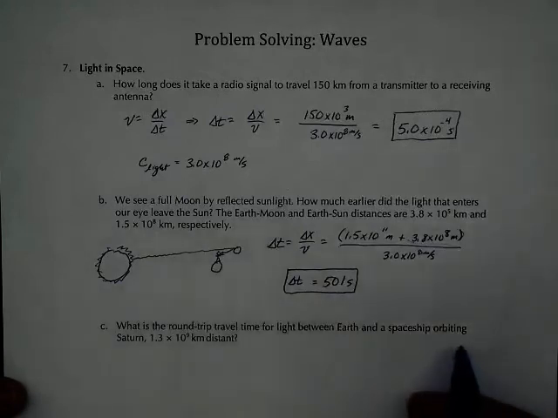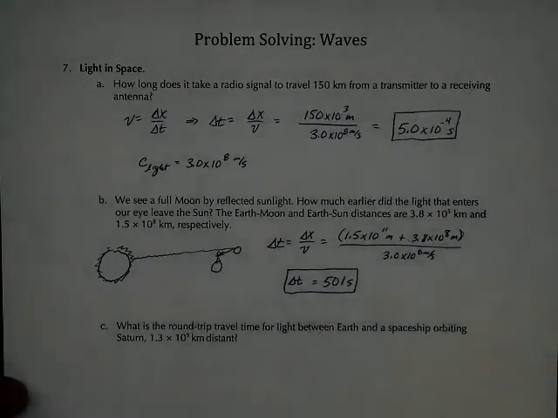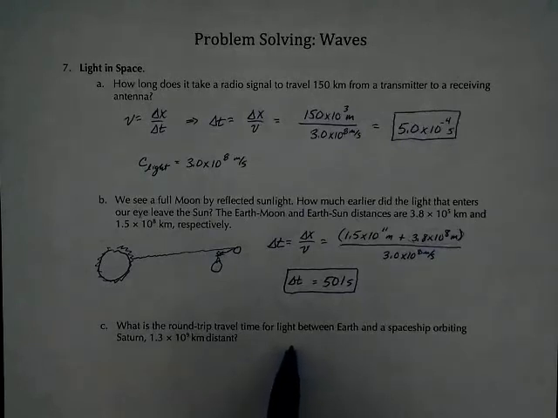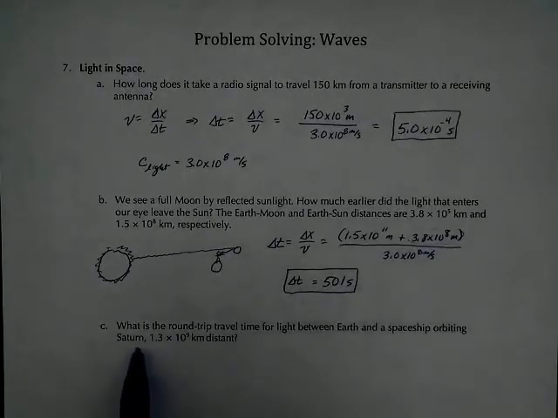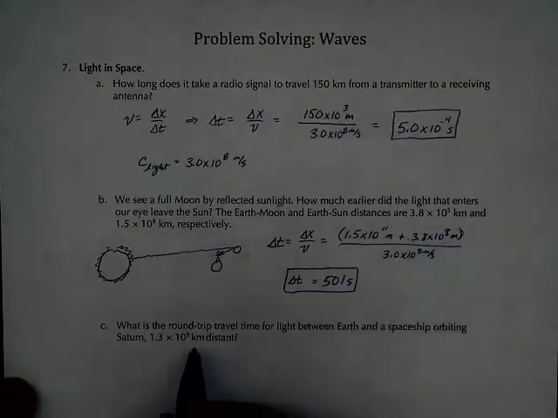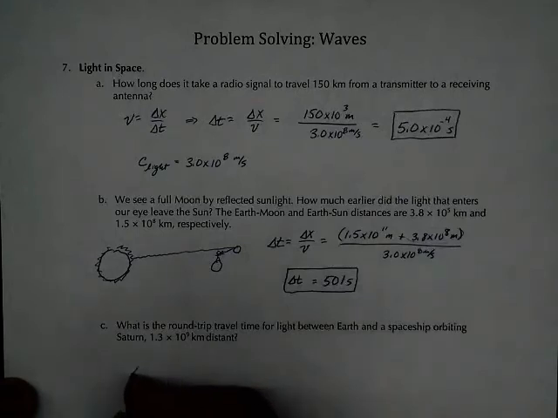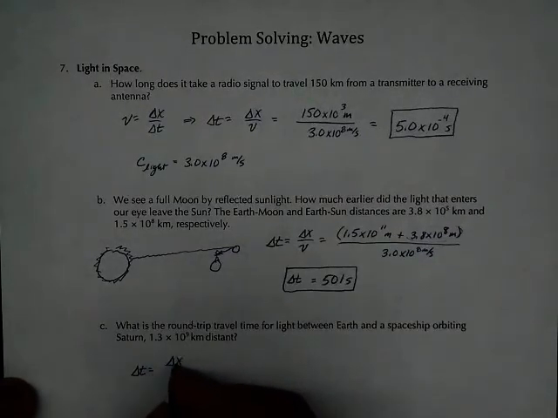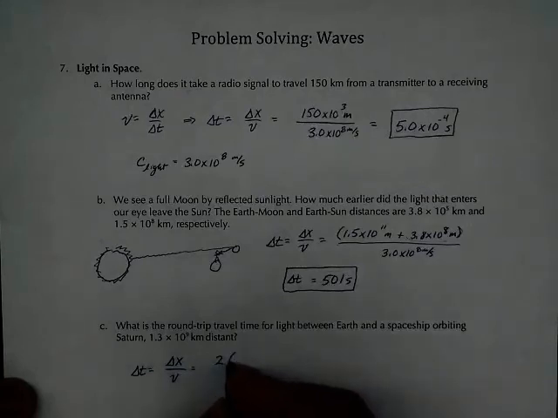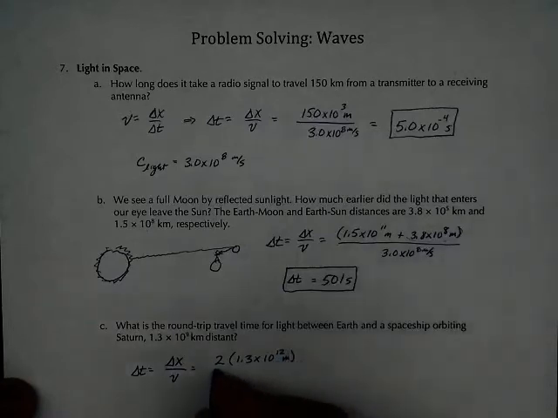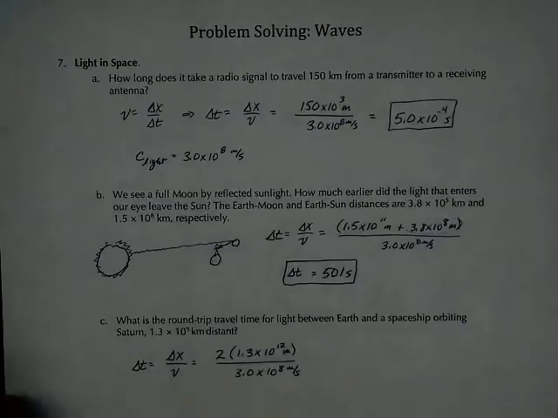What is the round-trip travel time for light between Earth and a spaceship orbiting Saturn, which is 1.3 times 10 to the 9th kilometers distant? Well, round-trip travel time would suggest that, okay, I'm here orbiting Saturn, I want to send a signal back to Earth and then get a reply back. So how much time would that all take? Meaning I need to go 2 times this distance. So that time, once again, is a distance divided by a speed. So it's going to be 2 times 1.3 times 10 to the 12th meters divided by 3 times 10 to the 8th meters per second.